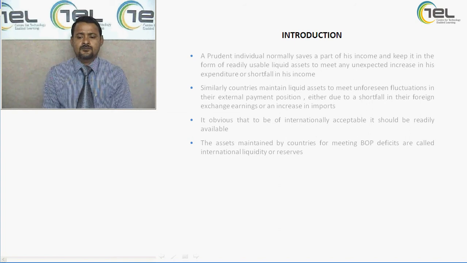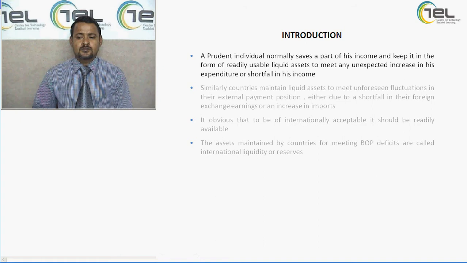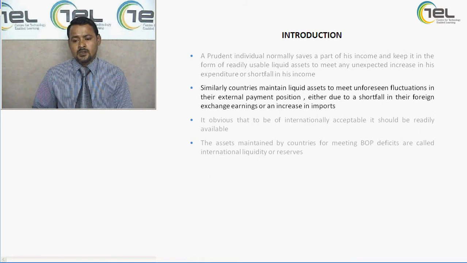A prudent individual normally saves a part of his income and keeps that surplus in the form of readily usable liquid assets to meet any unexpected increase in his expenditure or shortfall in his income. Similarly, a country has to maintain liquid assets to manage unforeseen fluctuations in its external payment position, which can arise either due to a shortfall in foreign exchange earnings or an increase in imports.